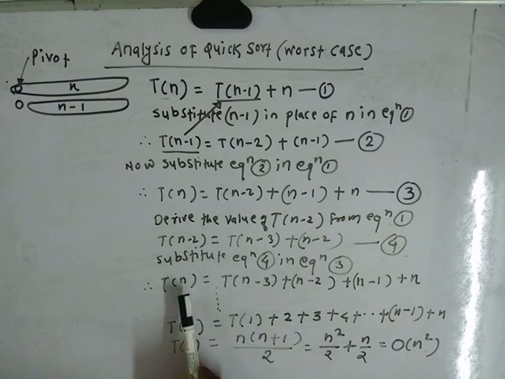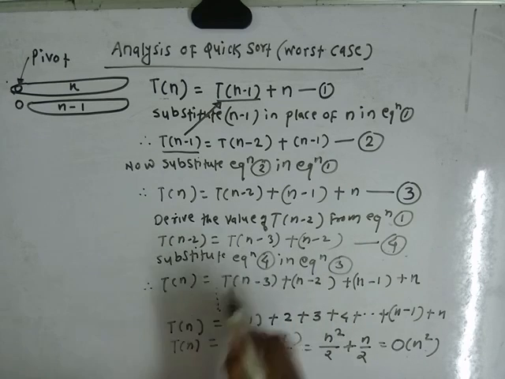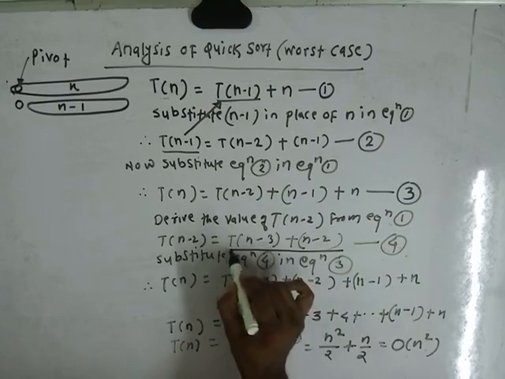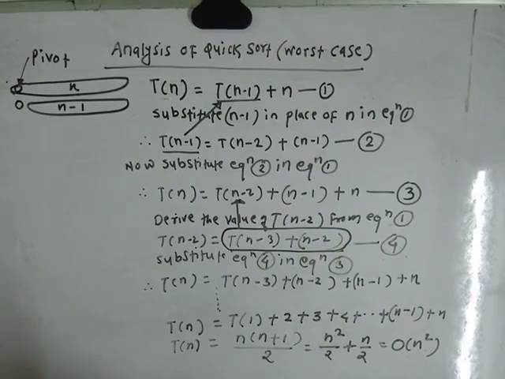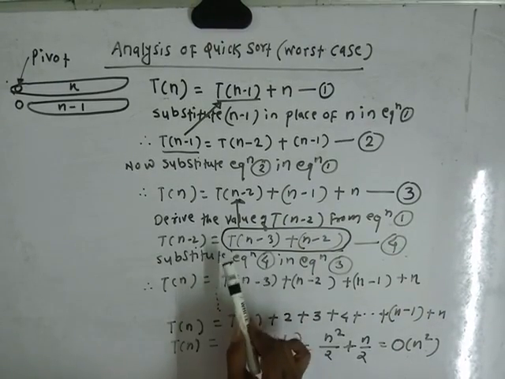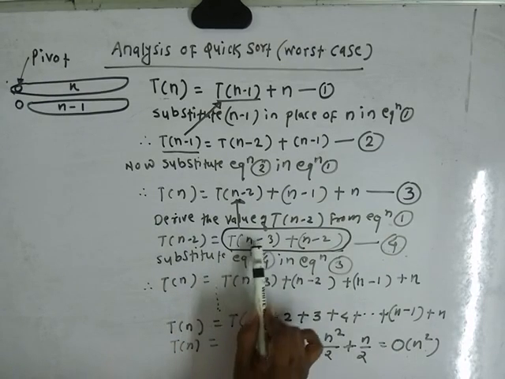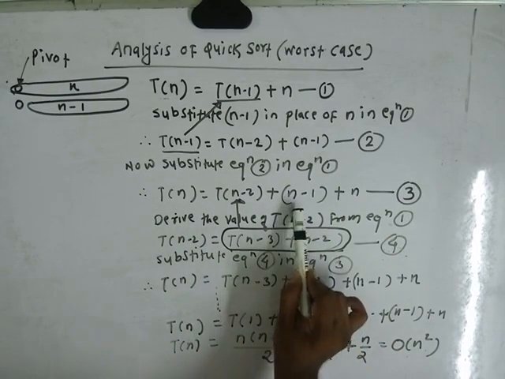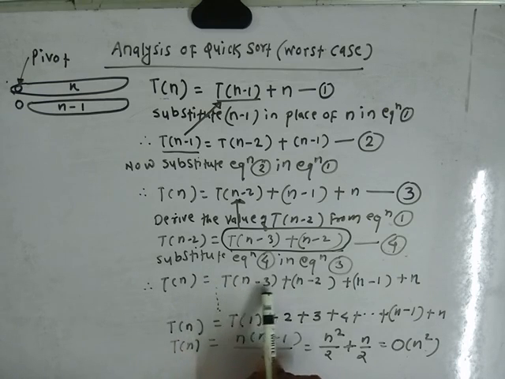So we get T of n equal to, we are substituting this value in here, so this entire value we are substituting here, right? So if we do this substitution, equation 3 becomes T of n equal to T of n minus 3 plus n minus 2 plus these remaining two terms n minus 1 plus n. Okay, still we have a T term in the right hand side, right? So if you go on doing this substitution, ultimately the term in the T's bracket will become 1, right?